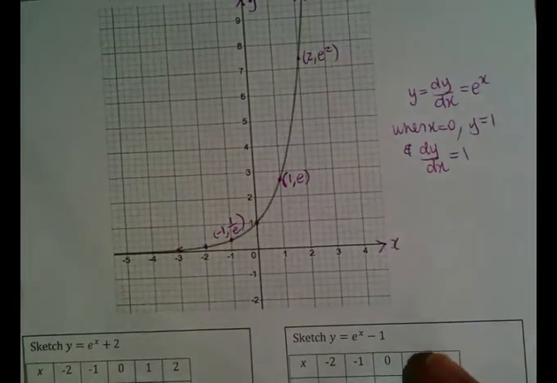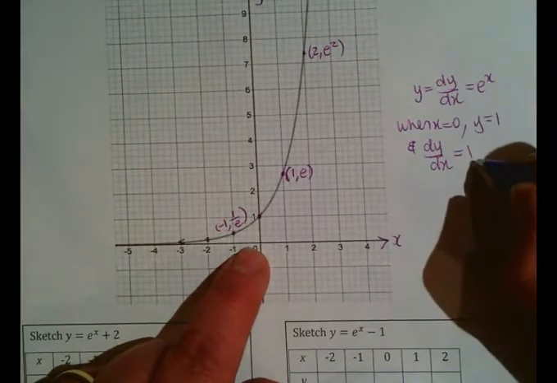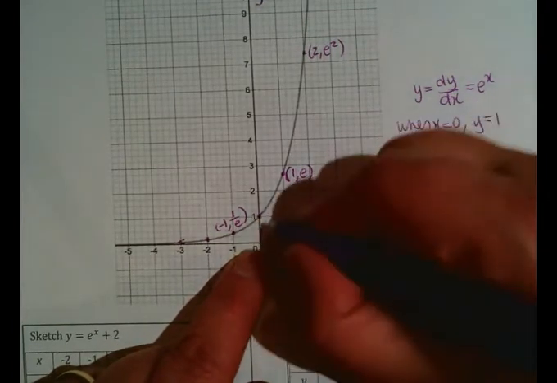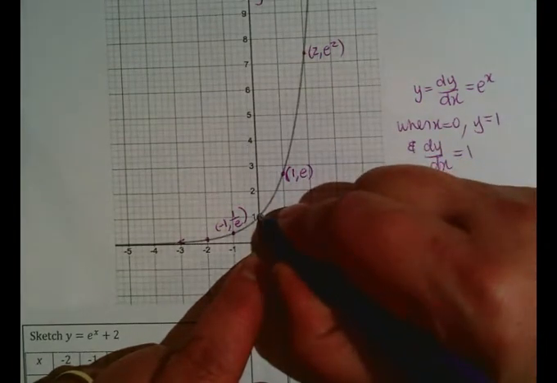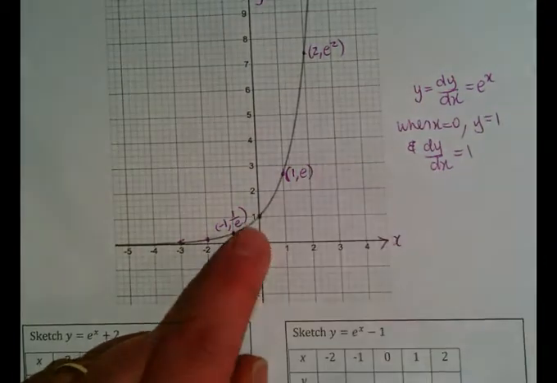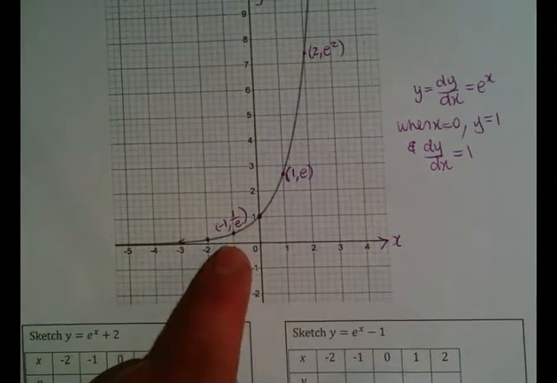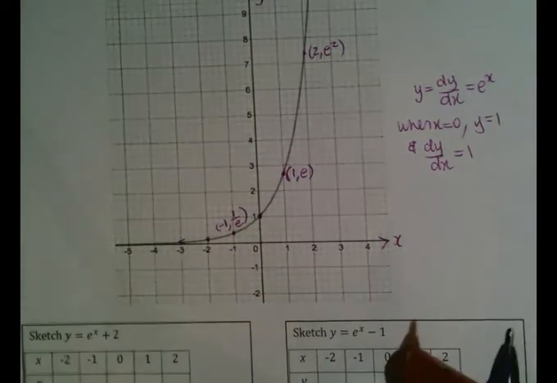Now dy/dx is the gradient of the curve, and so if y equals 1, dy/dx equals 1, because y equals dy/dx, which equals e to the x. So this is what they mean by the height. Here the height of the curve is 1, but that's also the gradient of the tangent to the curve. Okay, now we're going to look at sketching.